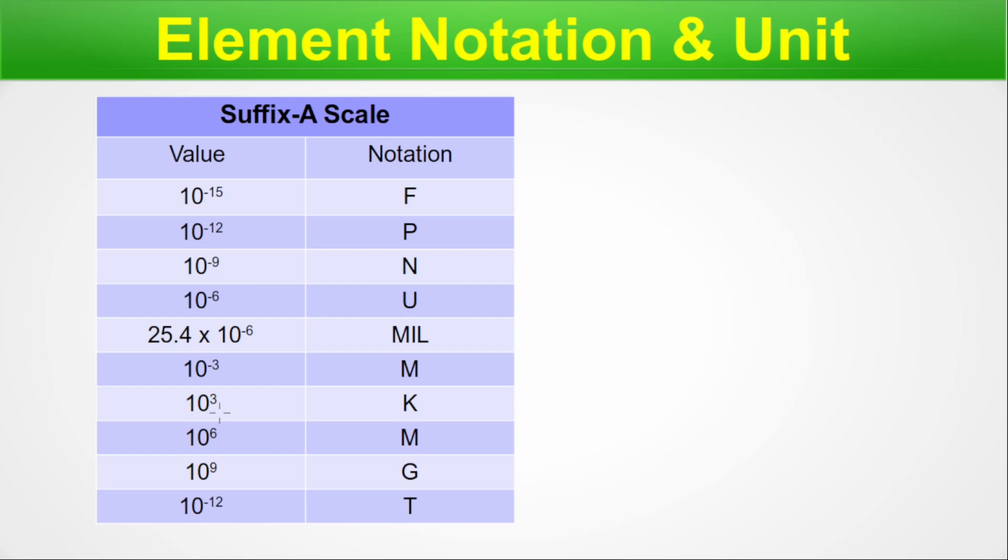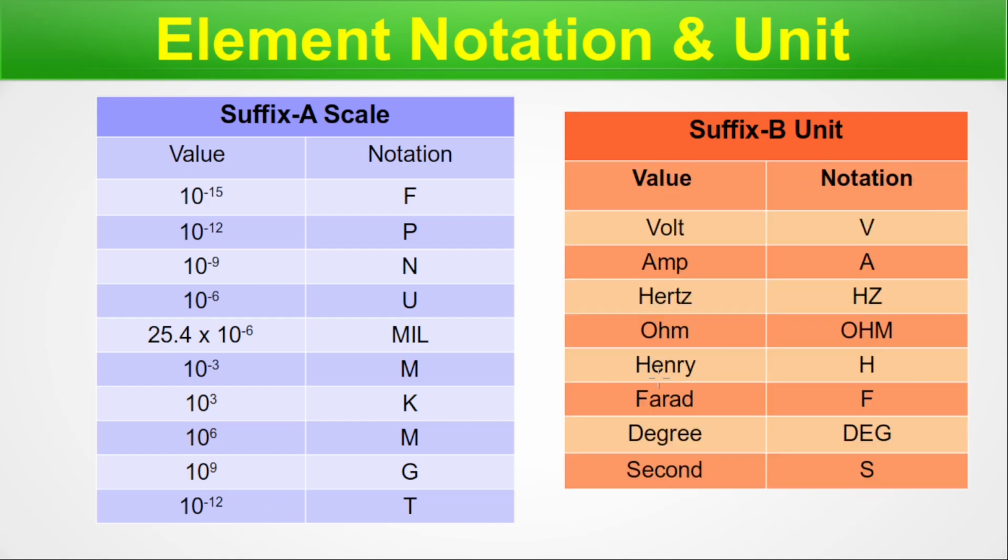And as we proceed in the plus powers, 10 to the power 3 is kilo, 10 to the power 6 is mega, 10 to the power 9 is giga, 10 to the power 12 is tera. Sometimes the giga is pronounced as giga also. So some countries call it one way, and some countries call it the other. Both are okay. The next one is the B part, that is the A dot B, which we have seen in the previous slide. And here the units are volt is V, ampere is A, hertz is HZ, ohm is ohm, Henry is H, farad is F, degree is DEG, and second is S. So these are the units.